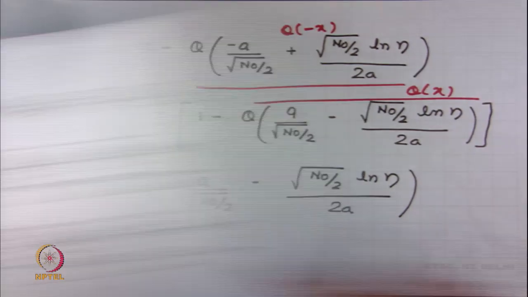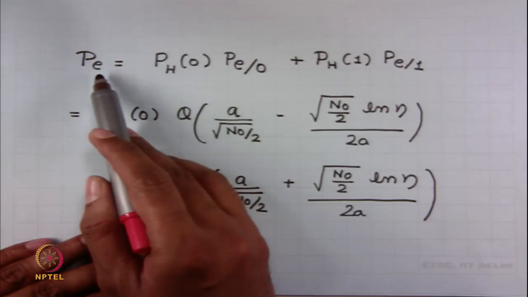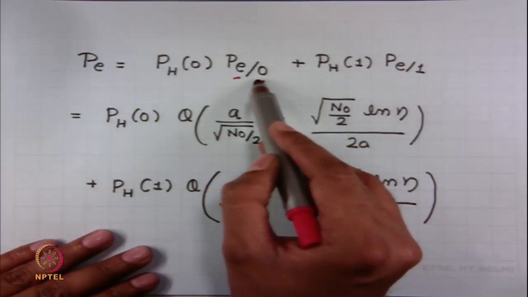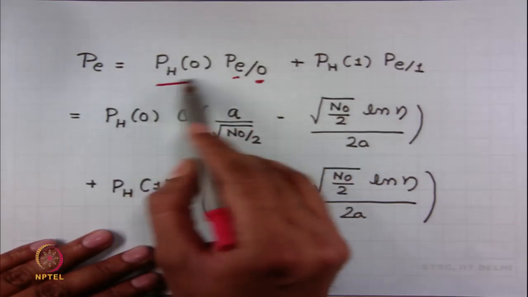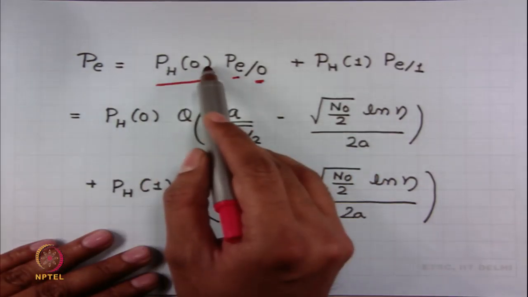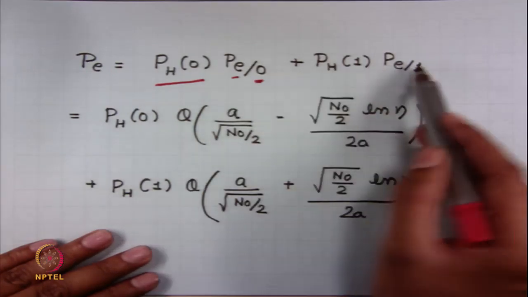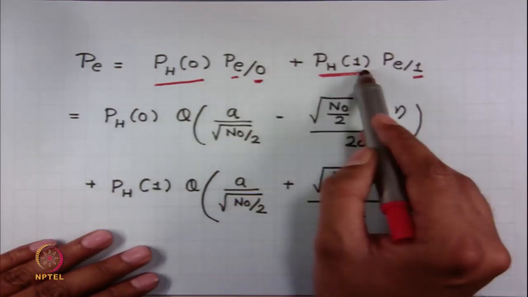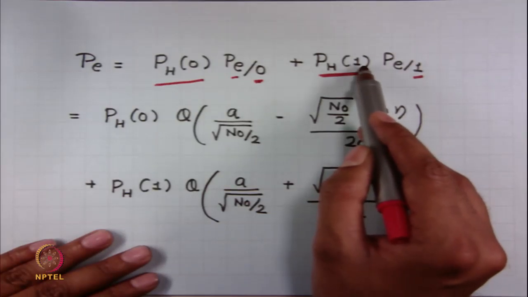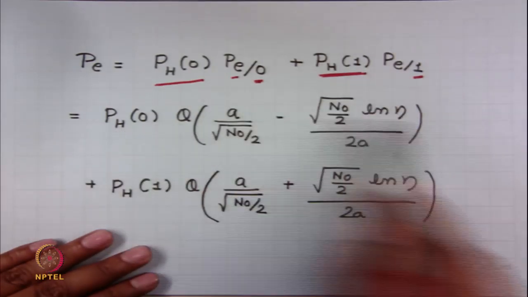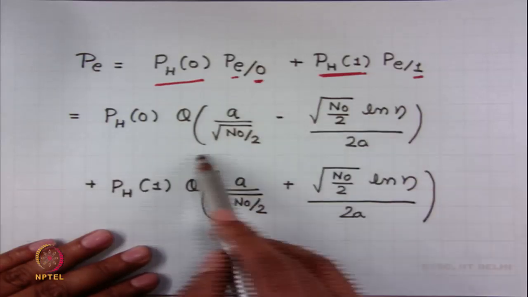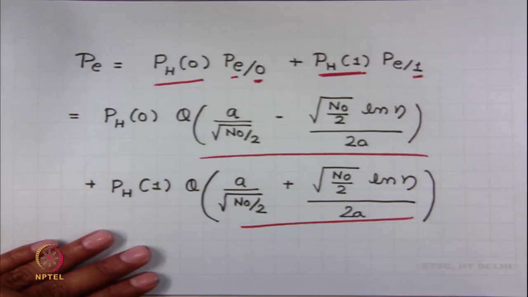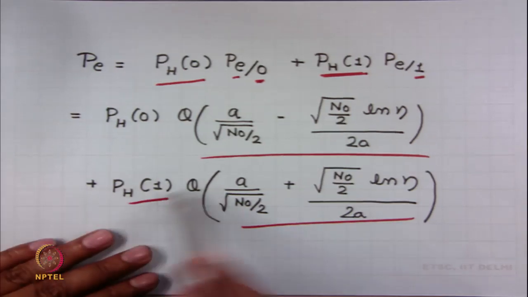So, what is the total probability of error? The total probability of error is the probability of error when 0 has been transmitted multiplied by the probability that 0 is transmitted, plus the probability of error when 1 has been transmitted multiplied by the probability that 1 is transmitted. You can work this out; this we have already calculated, and then you have to multiply it with the probability of hypothesis 0 and probability of hypothesis 1.